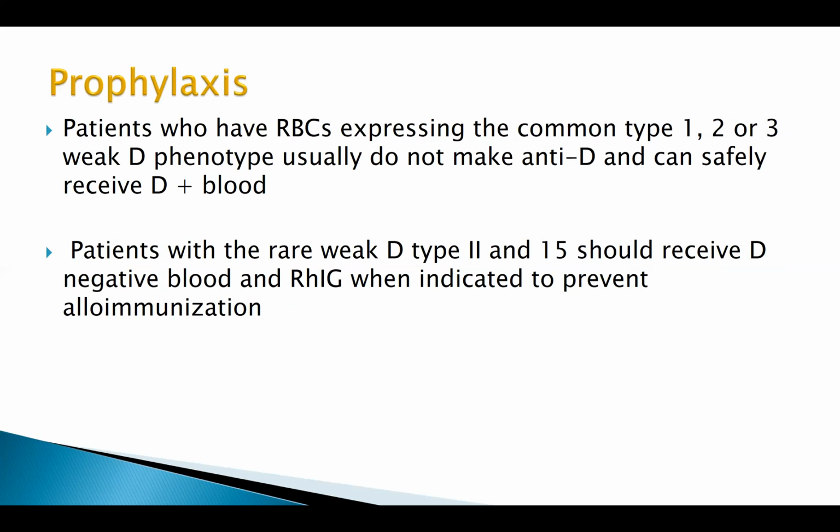Patients who have RBCs expressing a common type 1, 2, or 3 weak D phenotype usually don't make anti-D and they can receive D positive.